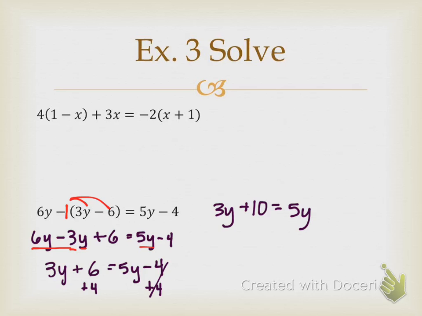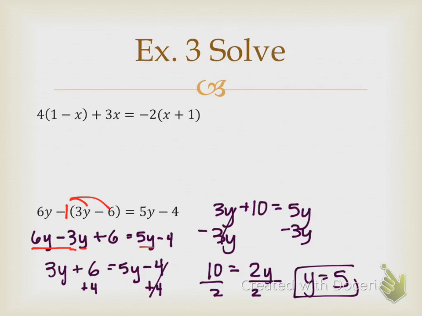Cole? You're going to subtract 3y from each side. Perfect. Subtract 3y. And I get 10 is equal to 2y. Then I divide by 2, and y is equal to 5. If you did that in a different order, you should still get the same answer. Okay? So that is how we solve multi-step equations.